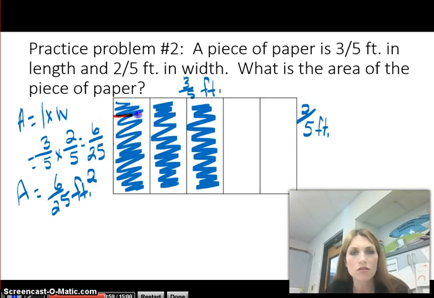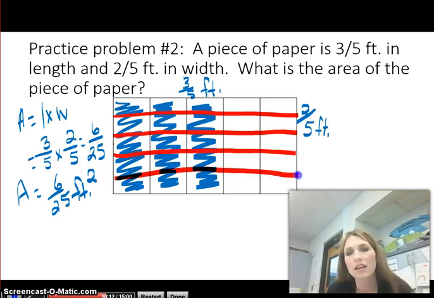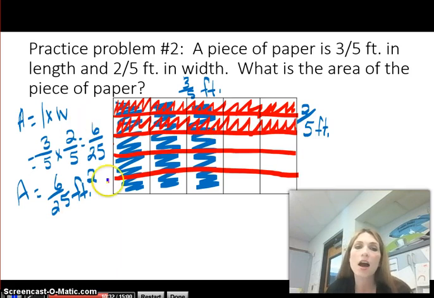So let's see if I can go ahead and do that. Try to make it as even as I can. There's 2/5, 3/5, and 4/5. Okay, so now I've got to go through and take 1/5 and color it in and 2/5 and color it in. So I'm going to do that with my red. 1/5 and 2/5.